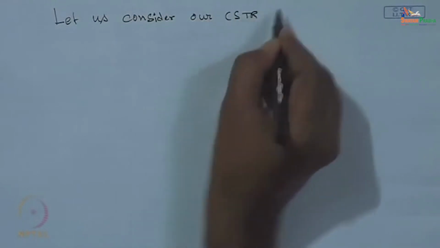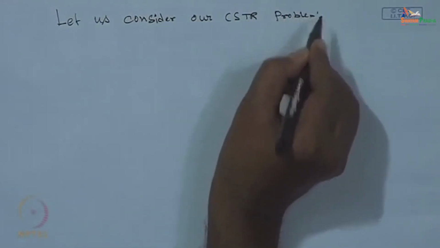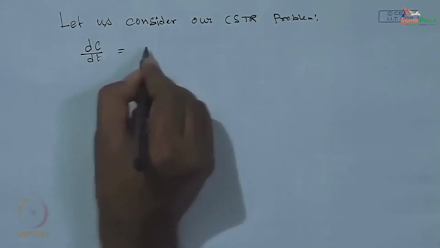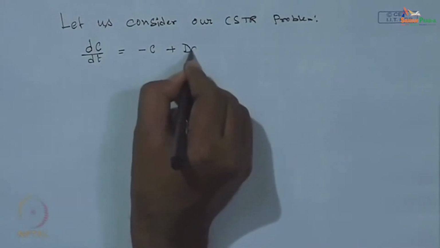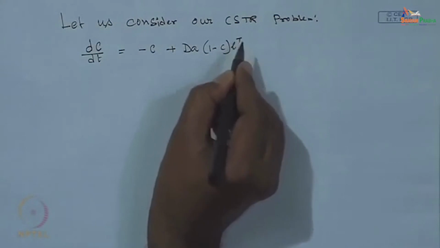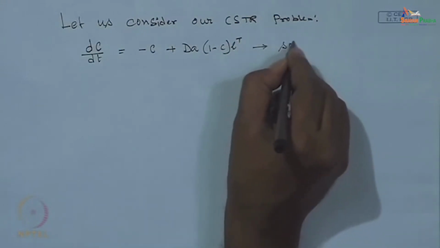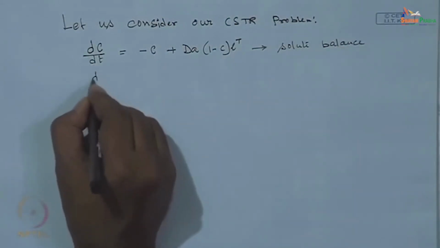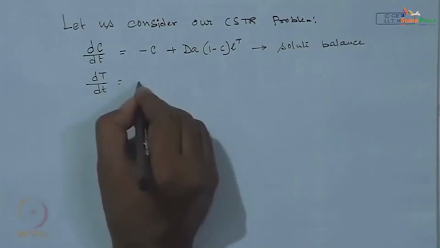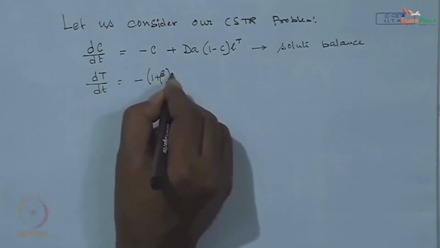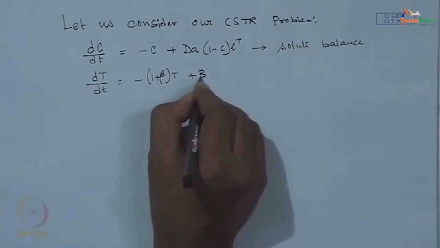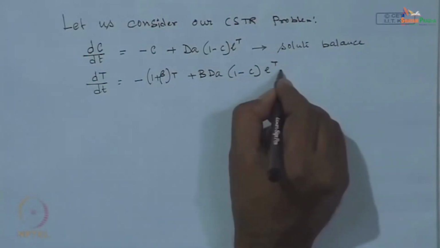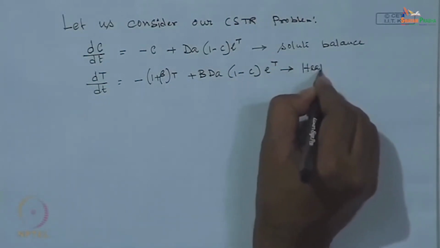Now, let us consider the CSTR problem that we have developed and discussed in the case of contraction mapping. In our CSTR problem, the solute mass balance is given by dC/dt = -C + DA(1 - C)e^T. This is nothing but the solute balance. And dT/dt = -(1 + β)T + B·DA(1 - C)e^T. So, this will be the heat balance equation.